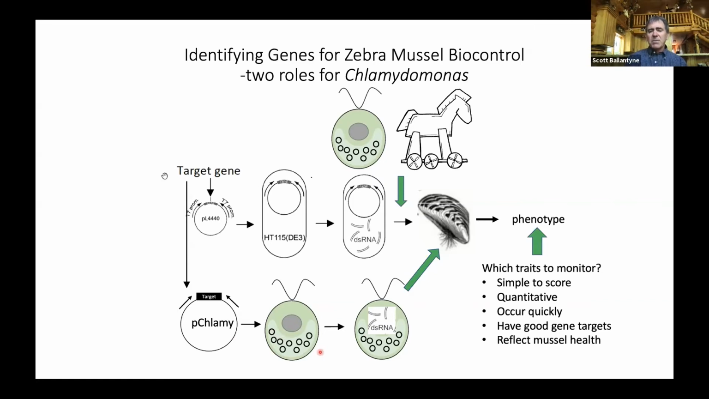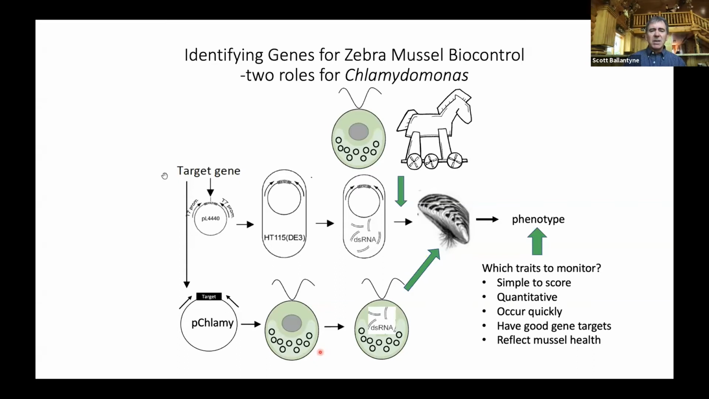And I've listed several criteria there that I think would make a good phenotype, at least to initially test. We want something that's simple to score, and that's because we're not all zebra mussel experts. Something that's quantitative, so we can do statistics. Something that occurs quickly. That's because I'm not patient. And something that we have good gene targets for. I think that's obvious. And perhaps most importantly, we want something that's connected to muscle health.